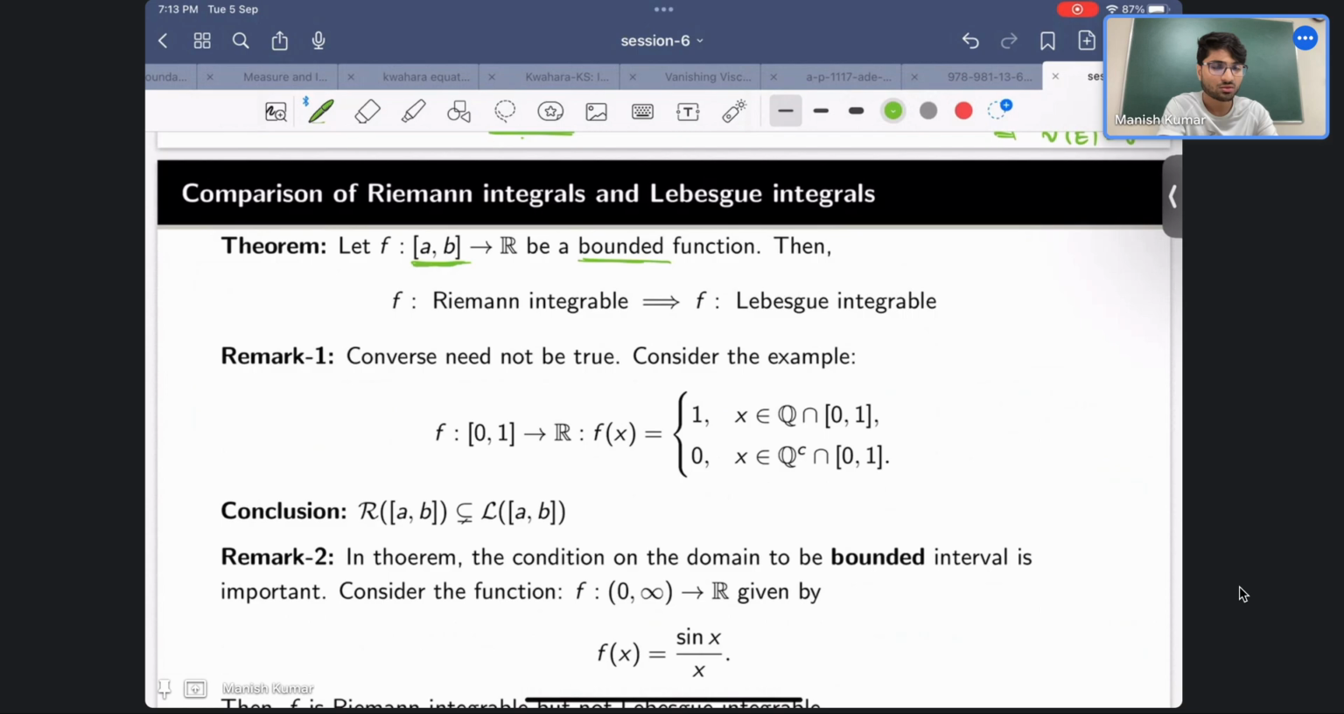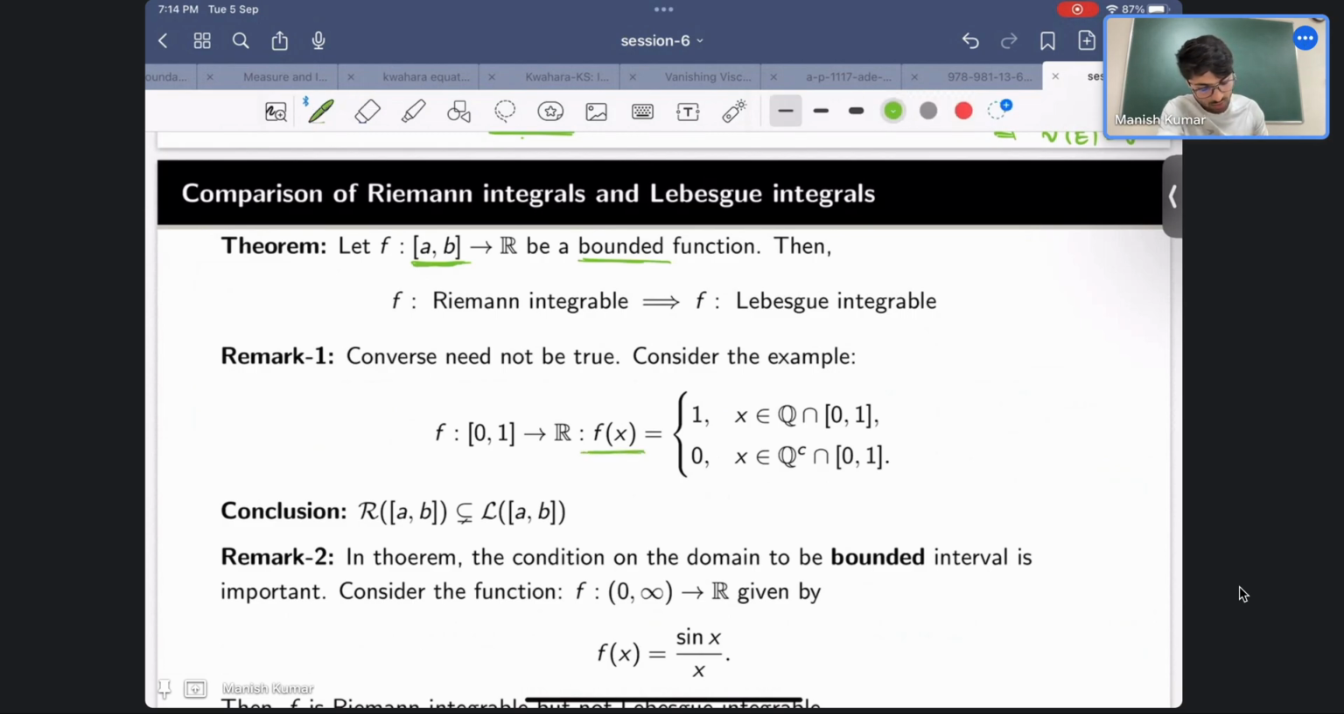Okay, so if the function is Riemann integrable, then that function is Lebesgue integrable, but the converse is not true, and this you saw, I think, in the last session. So you know this example, right? This example has been coming since the first session.